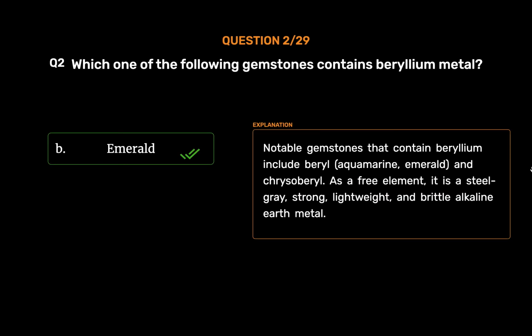Emerald. Notable gemstones that contain beryllium include beryl, aquamarine, emerald, and chrysoberyl. As a free element, it is a steel gray, strong, lightweight, and brittle alkaline earth metal.